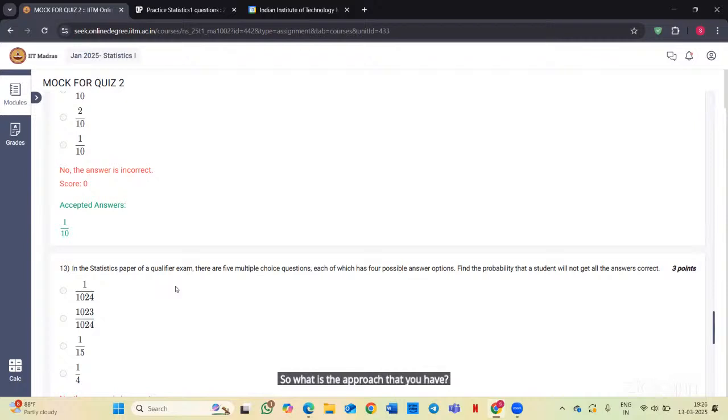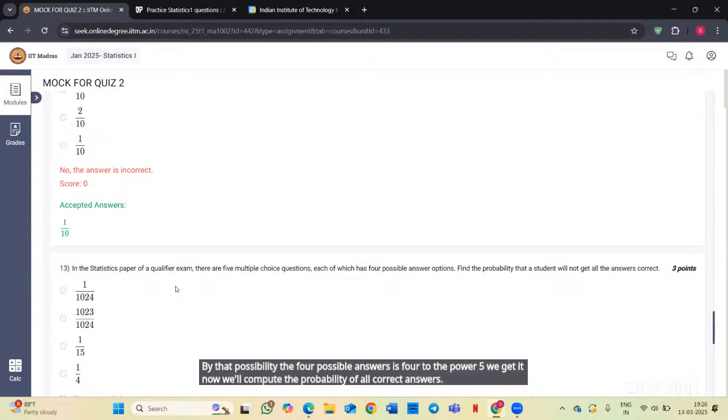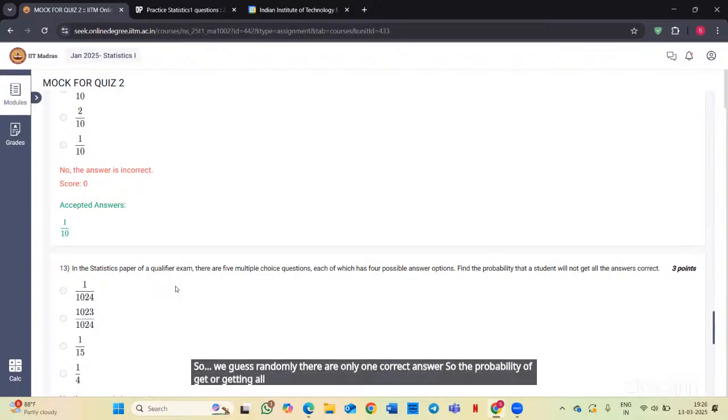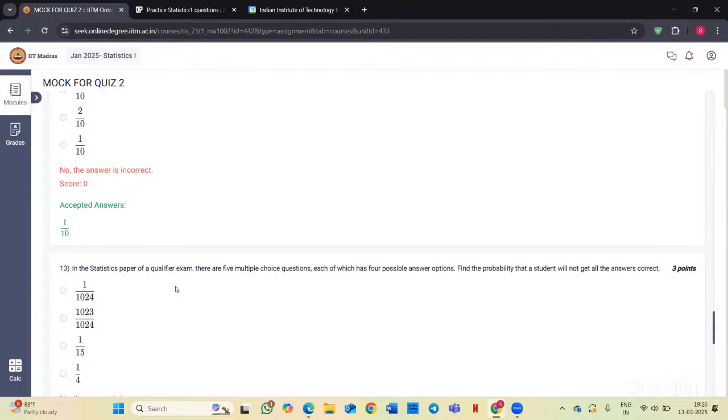So the total number of possible answers is 4 to the power 5. Now we'll compute the probability of all correct answers. If we guess randomly, there is only one correct answer. So the probability of getting all 5 correct is 1 by 4 into 1 by 4, 5 times, so it is 1 by 4 to the power 5. It is the same, complementary approach.